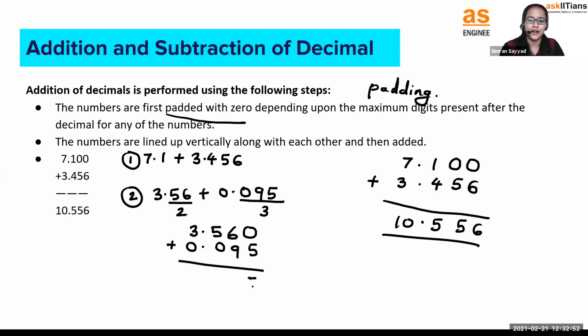So how do you add? 5 and 9 is 14, 5 and 6 is 11, and so on, giving 3.655. So the answer is 3.655. Understood? Before adding, you have to do padding. That means after the decimal point, there should be the same amount of numbers. If it is not there, you have to simply put zeros. Then you arrange them vertically in such a way that the decimal points come one below the other, and then you add in the manner we add.